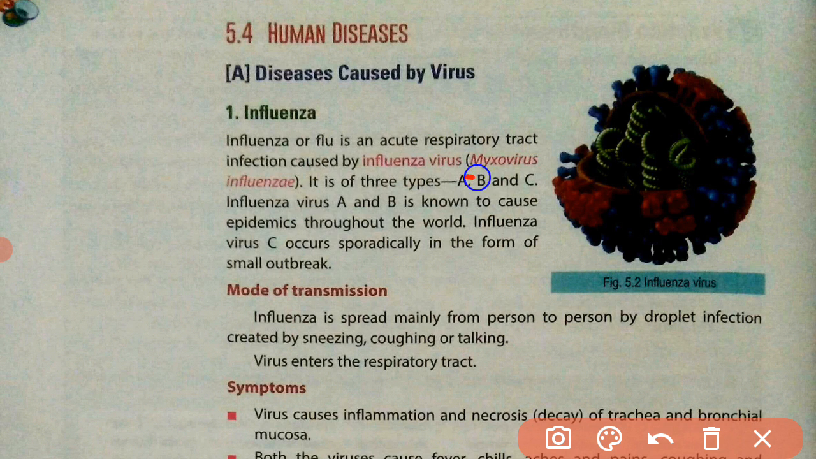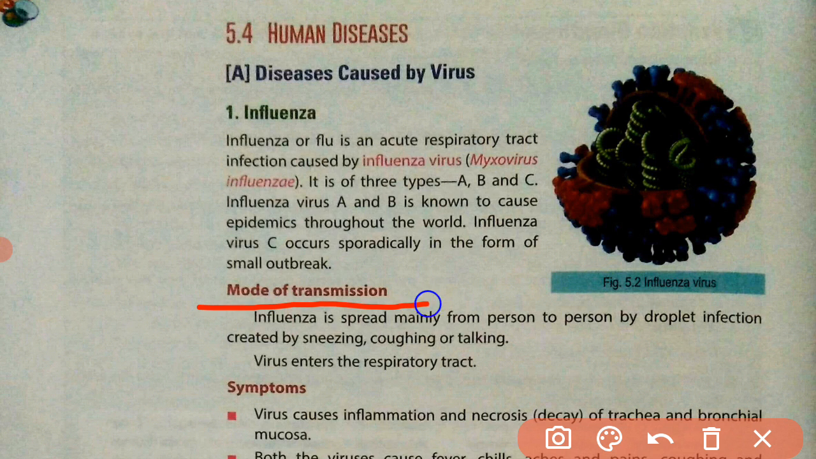The virus name is Myxovirus influenzae, and commonly it is called the influenza virus. Influenza virus can be of three types: A, B and C. Influenza A and B cause epidemics. A and B spread over large areas, like a whole city or a whole country, and cause epidemics. But influenza C occurs sporadically in the form of a small outbreak. So it doesn't cause epidemics, but it can spread in a small locality in an irregular manner.